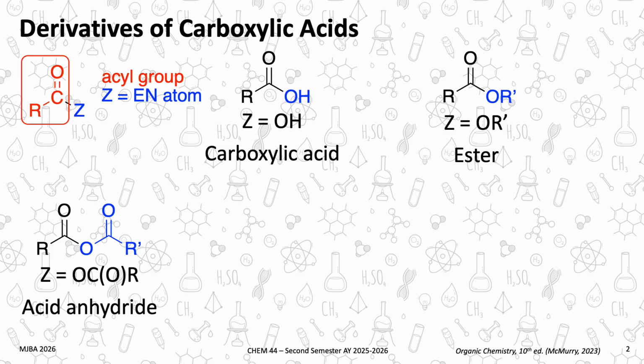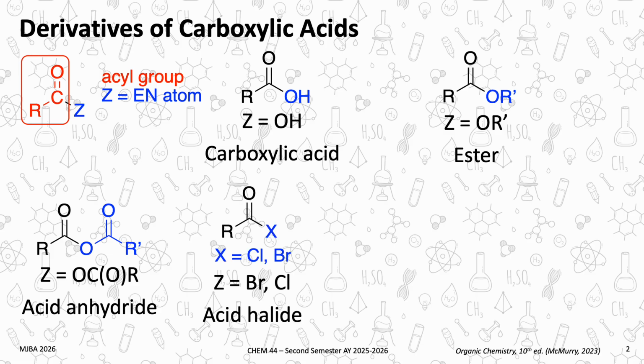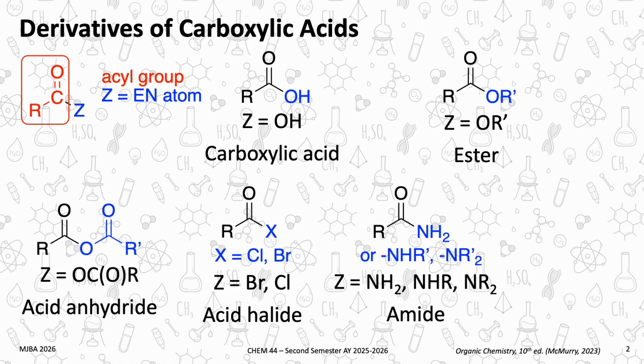When the Z group is OC double bond OR, it is an acid anhydride. And if it is a halide, particularly chloride and bromide, it is referred to as acid halide. So acid bromide and acid chloride. And then lastly, when it is attached to NH2 or NHR or NR2, these are referred to as amide. These are the traditional derivatives of carboxylic acids.